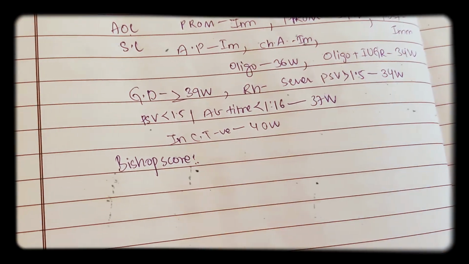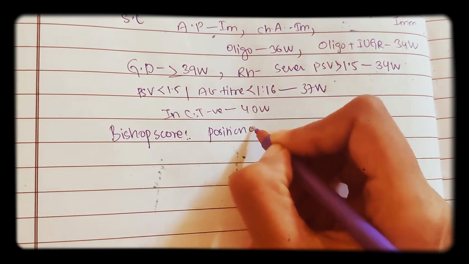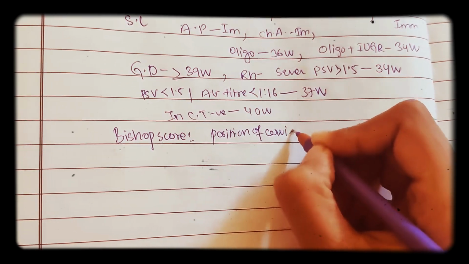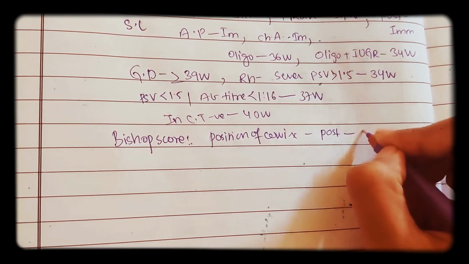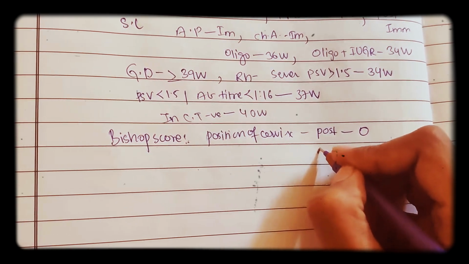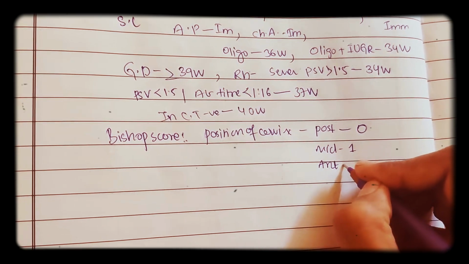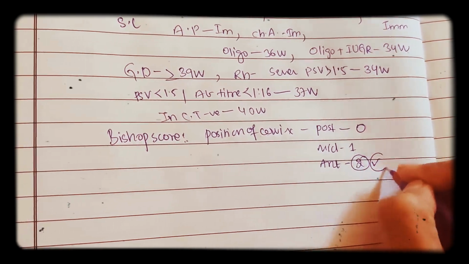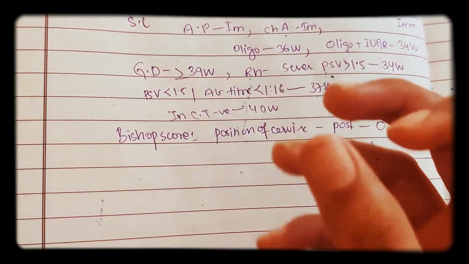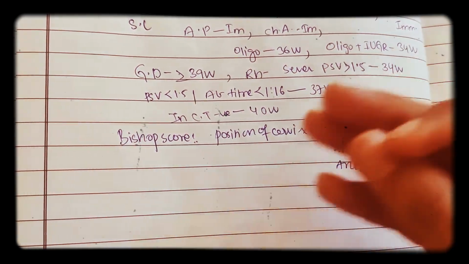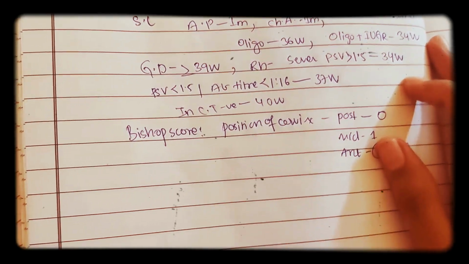So coming to position of cervix, let us see what the scorings are. If the cervix is posteriorly located, then the score is 0. If the cervix is in the mid position, the score is 1. If the cervix is in the anterior position, the score is 2, because anterior position is favorable. So 2 is the highest score in the case of position of cervix. If posterior, 0. Mid, somewhat better, 1. Anterior, very nice, so 2. So it is favorable.